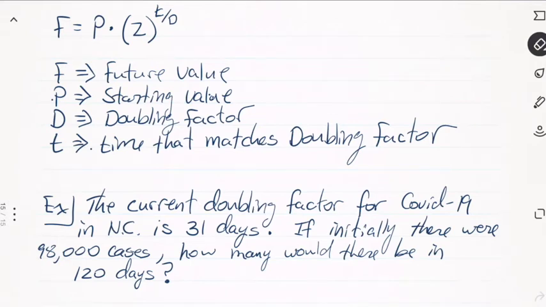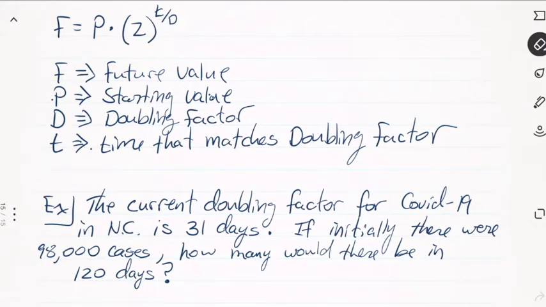So let's break down the formula. F, of course, is the future value, the number after a period of time. P is generally the starting value. So starting value can be, pick a day, how many do we have on that day, and that'll be our zero value. The doubling factor, now doubling factors can be in days, minutes, seconds, years, months. It doesn't matter what the time factor is. But T has to match whatever the doubling factor is.